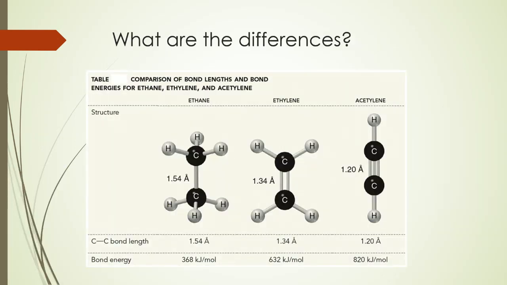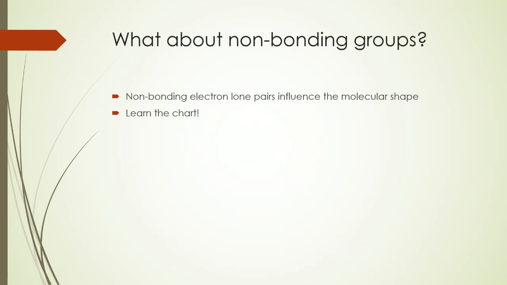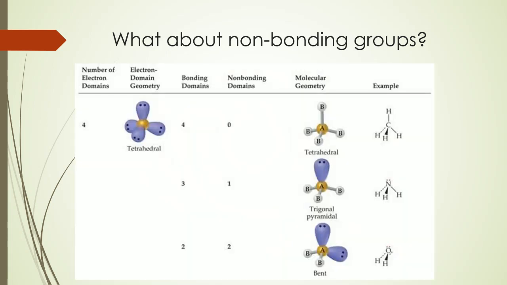All right, so here's what I was just talking about. As we add the additional bonds, the bond length shrinks. And what happens to the bond strength? It increases, right? So as you have more of those springs between it, the stronger that bond's going to be. All right, non-bonding groups, basically, once again here, they influence the shape, but they are not part of the shape, and you definitely want to learn the chart that was earlier.